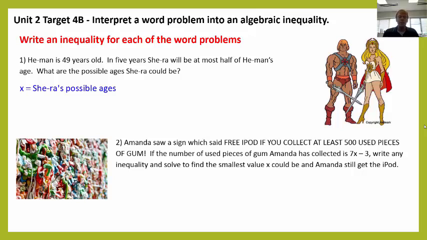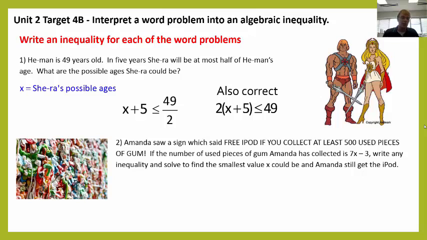So now we're told that He-Man is 49 years old, and that in 5 years, She-Ra will be at most half of He-Man's age. Well, in 5 years, meaning we're going to add 5 years to She-Ra's age, so x plus 5 will be at most, remember from a previous slide that tells us less than or equal to half of He-Man's age, 49 divided by 2. So we get the inequality, x plus 5 is less than or equal to 49 over 2, half of 49. Another way you could write this, which would also be correct, is instead of dividing 49 by 2, you could multiply the x plus 5 by 2. Either of these would be an acceptable inequality for this problem here.